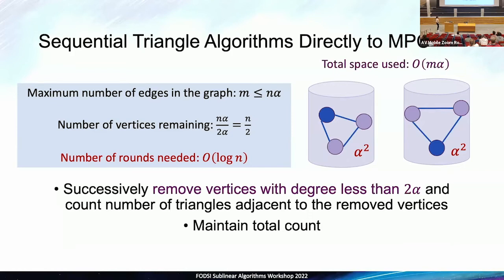So the way you do this calculation is that each edge is adjacent to 2 endpoints. Each of those endpoints have degree alpha. And when you remove a node, you'll remove its adjacent edge. So in total, you make at most M alpha of these copies when you remove the node. So that's all of the analysis for this algorithm.